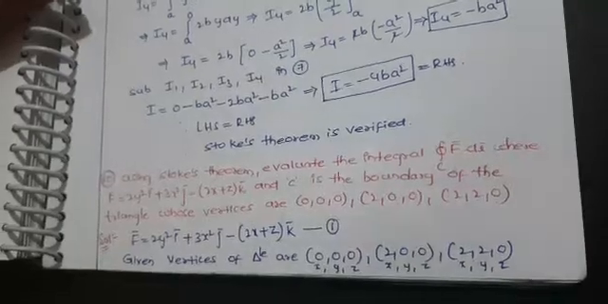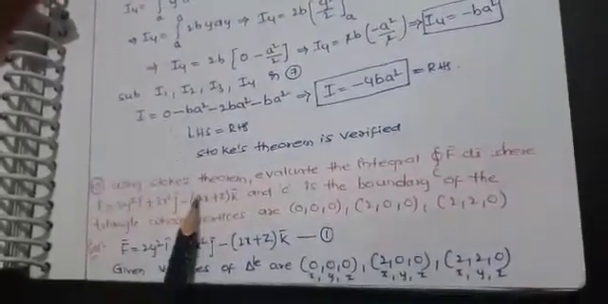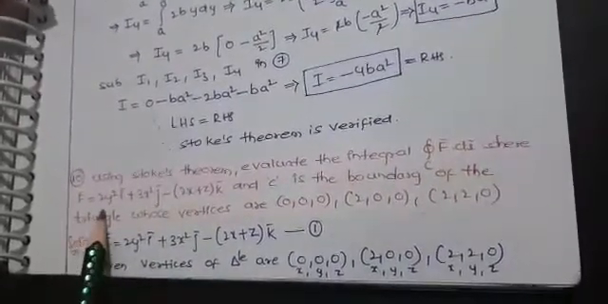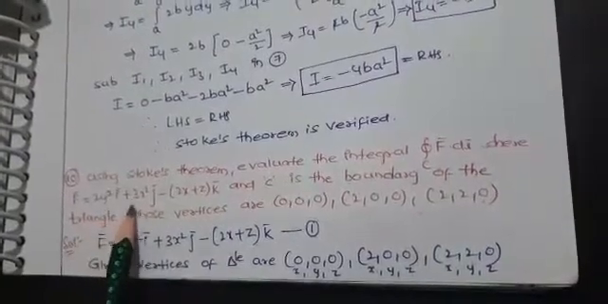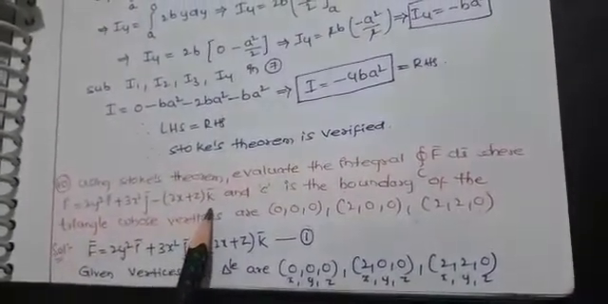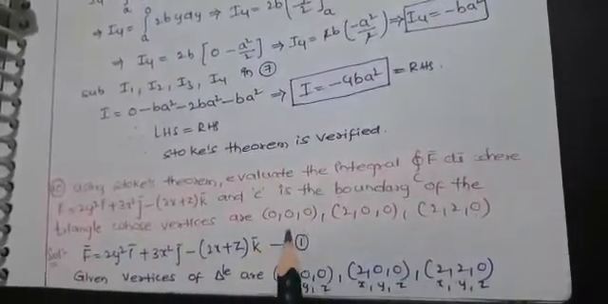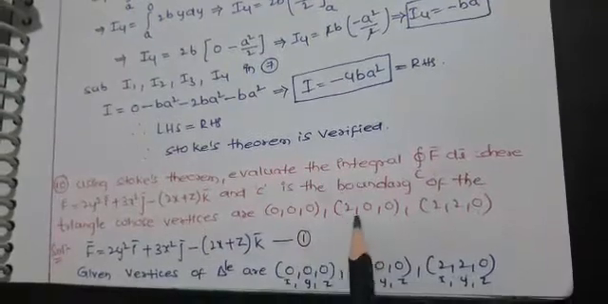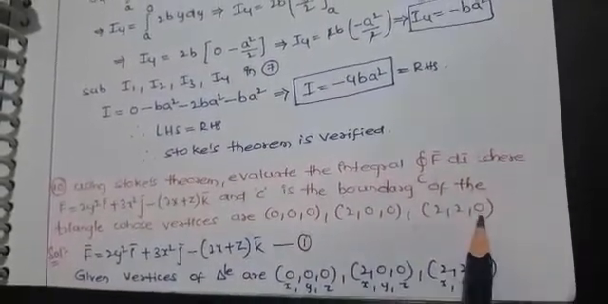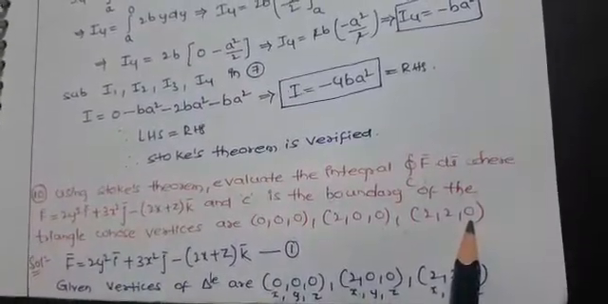Now we are going to discuss another problem on Stokes' theorem. The question is, using Stokes' theorem, evaluate the line integral of F bar dot dr bar, where F bar is equal to 2y² i bar plus 3x² j bar minus (2x plus z) k bar, and C is the boundary of the triangle whose vertices are (0, 0, 0), (2, 0, 0), (2, 2, 0).